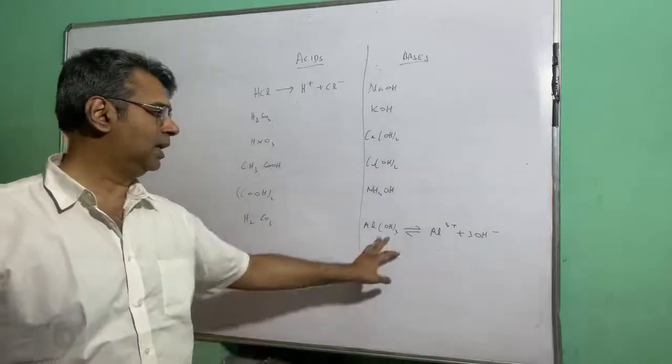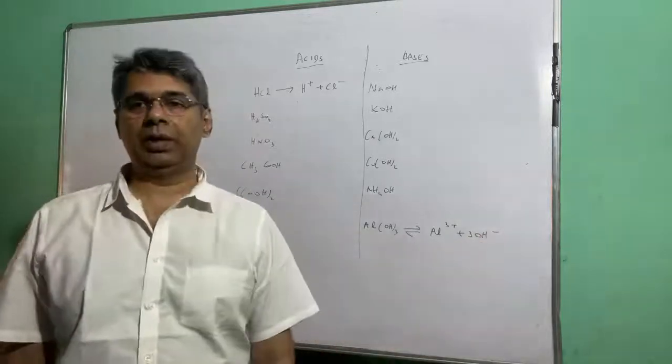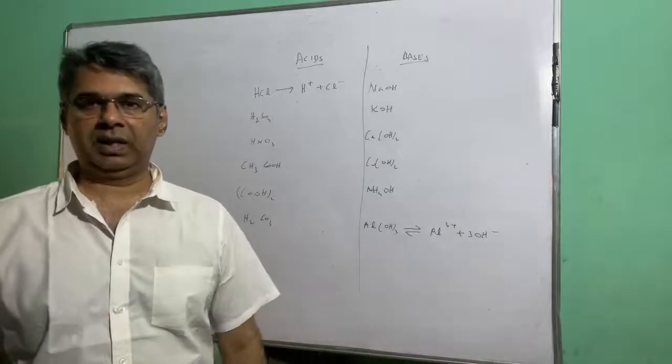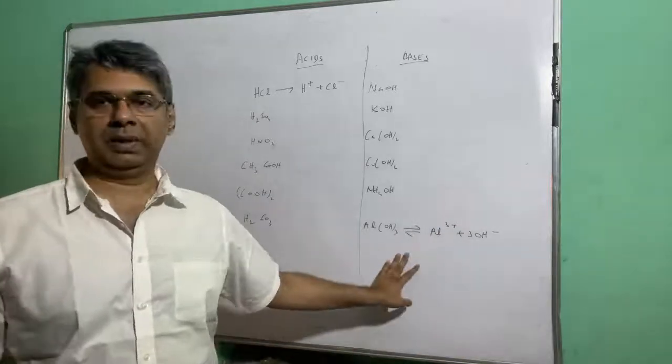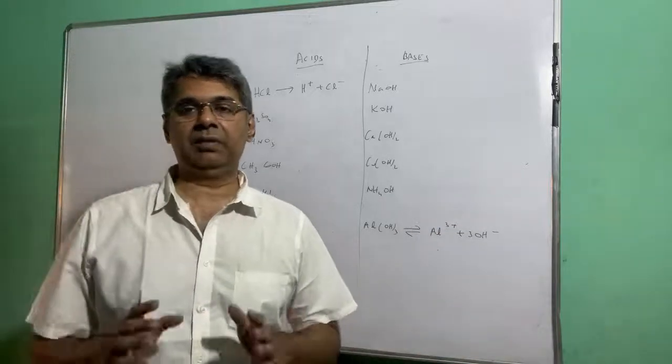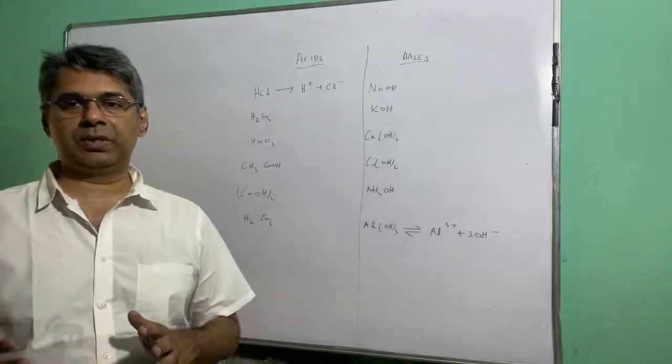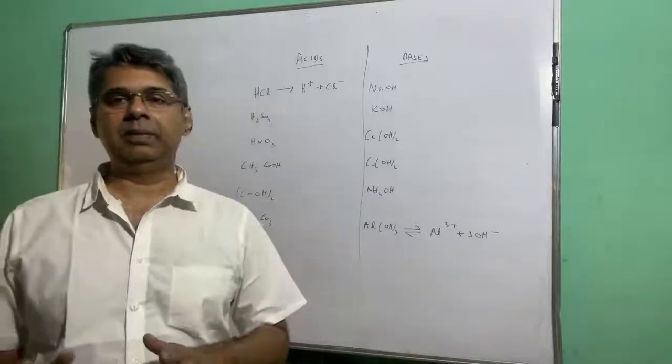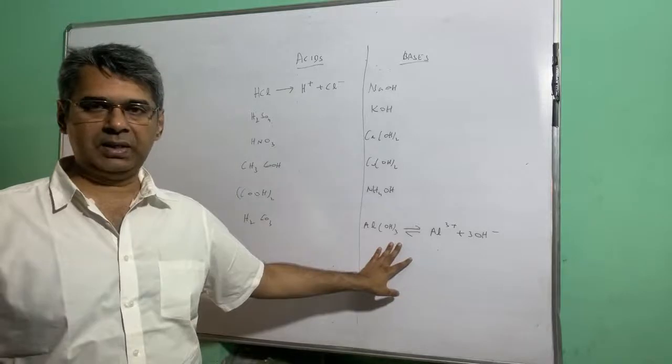The important thing is that aluminium hydroxide is releasing OH minus ions. It is called the hydroxyl ion. So that is why it is called a base. Now this definition never fails. If somebody produces OH minus ion, it will be a base. So aluminium hydroxide is a base.